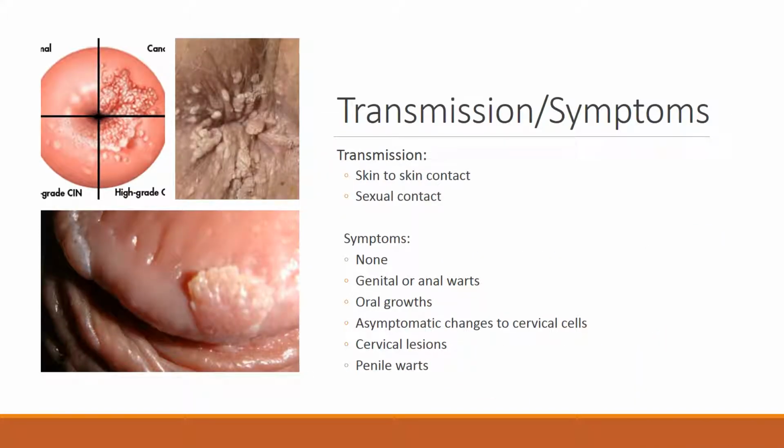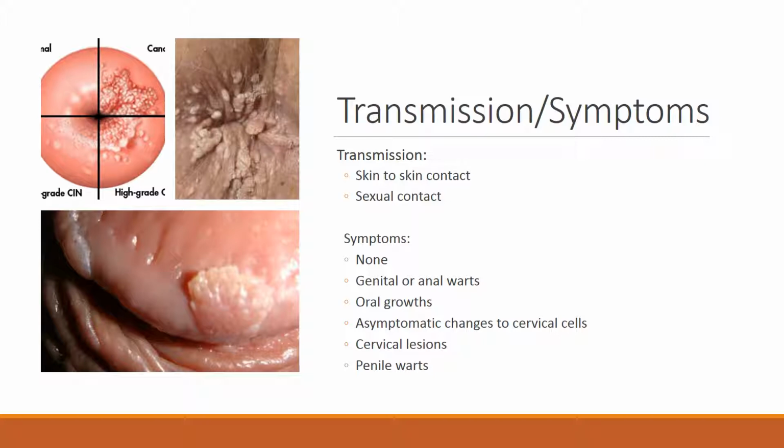So I wanted to put some pictures of the warts on here, as well as changes to the cervix, which would be caused from the higher risk strains. Again, the warts are annoying, but in most cases not causing as much concern as the high risk strains. And it's transmitted skin to skin or through sexual contact. Oftentimes, there's so many strains of it, there's going to be no symptoms at all.